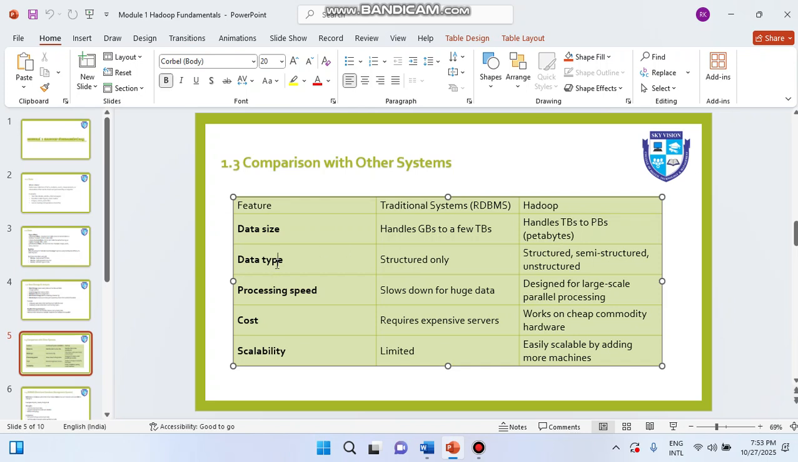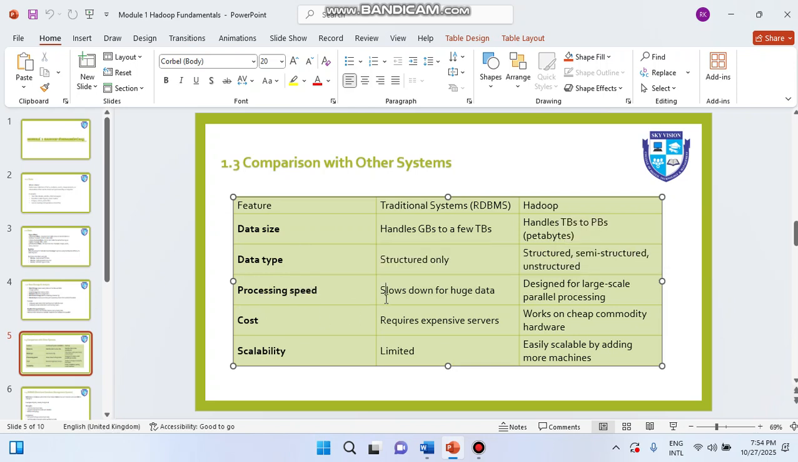Apart from that, data types: over here you are using structured format, meaning rows and columns. But when you are using Hadoop, you can use structured, semi-structured, and unstructured data also. Understood? Now let's go to processing.